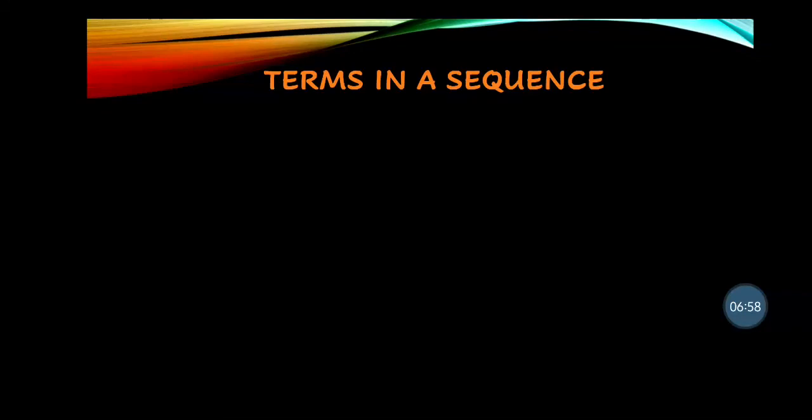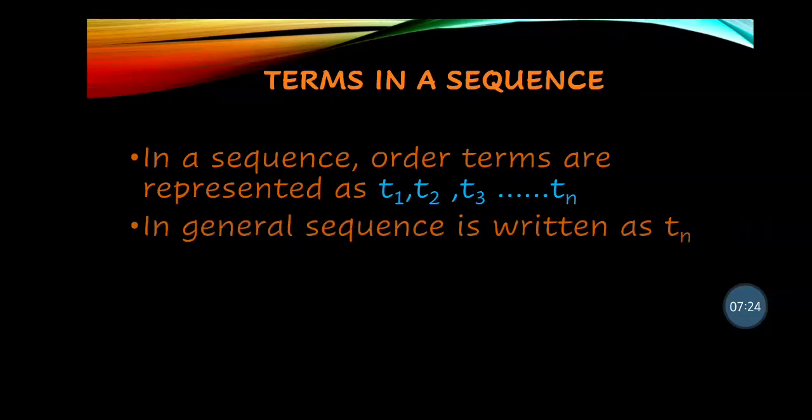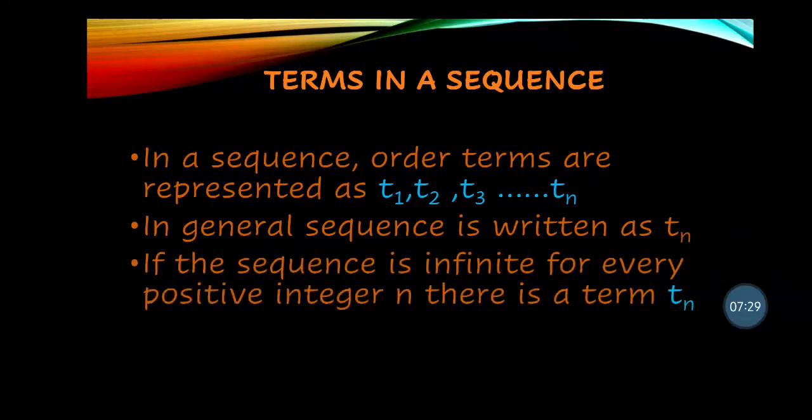Terms in a sequence. In a sequence, ordered terms are represented as T1, T2, T3 and the last term, that is the nth term, is known as Tn. T1 stands for first term, second term as T2, third term T3. In general, a sequence is written as Tn. If the sequence is infinite, for every positive integer n, there is a term Tn.